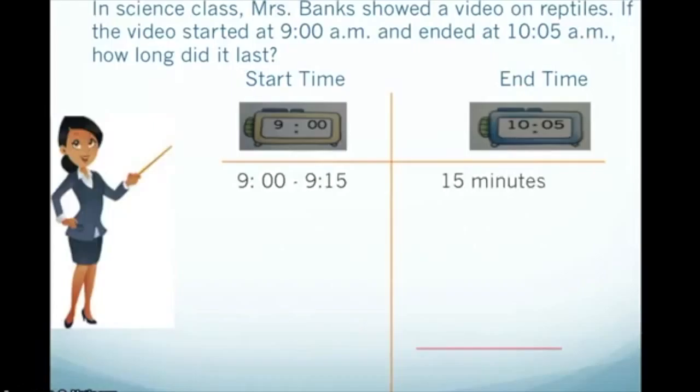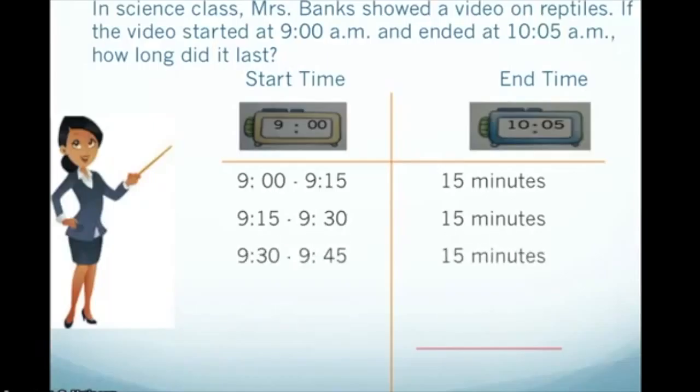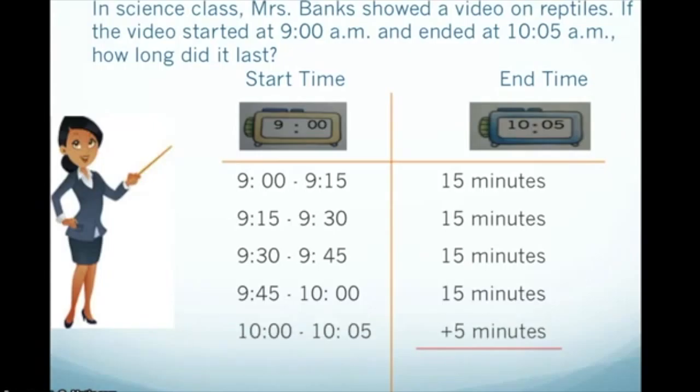So from 9 o'clock to 9:15, that's just 15 minutes. From 9:15 to 9:30, it's 15 minutes. From 9:30 to 9:45, it's 15 minutes. From 9:45 to 10 o'clock, it's 15 minutes. But from 10 o'clock to 10:05, it's only 5 minutes. Now, if we add all of these together, we have a total of 65 minutes. Now, solve the next 2 on your own.